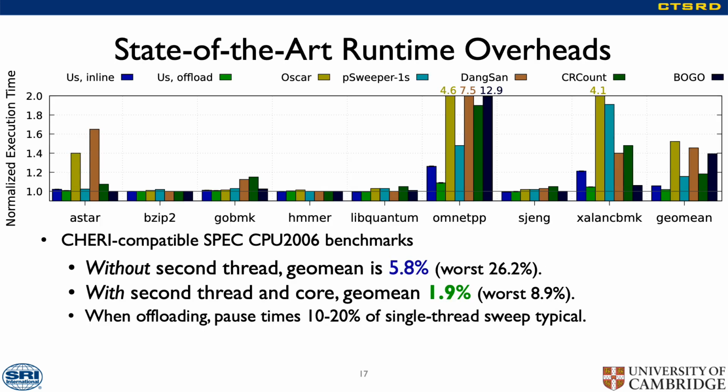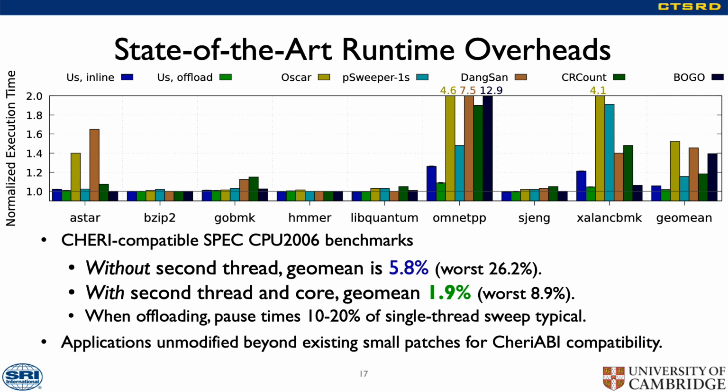On CHERI-compatible SPEC CPU 2006 integer benchmarks, Cornucopia's single-threaded implementation achieved a geomean of 5.8% overhead. With a second thread and a dual-core CPU, that dropped to less than 2%. When offloading, the world was generally stopped only 10 to 20% of the single-threaded sweep time. Notably, applications were unmodified relative to their CheriABI ports. We ran them under a Cornucopia-supporting kernel and used LD_PRELOAD to shim a replacement malloc over libc's.